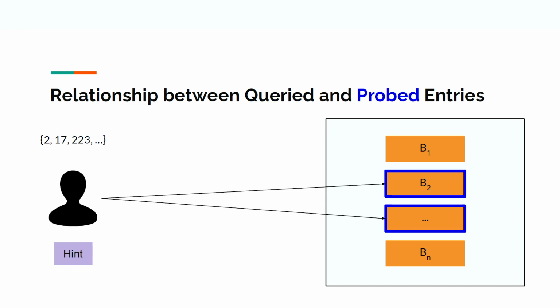And what are probed entries? Probed entries are, when you have this batch query, you execute your PIR scheme, and you end up having to touch certain blocks in the server memory. And this is what we call the probed entries.